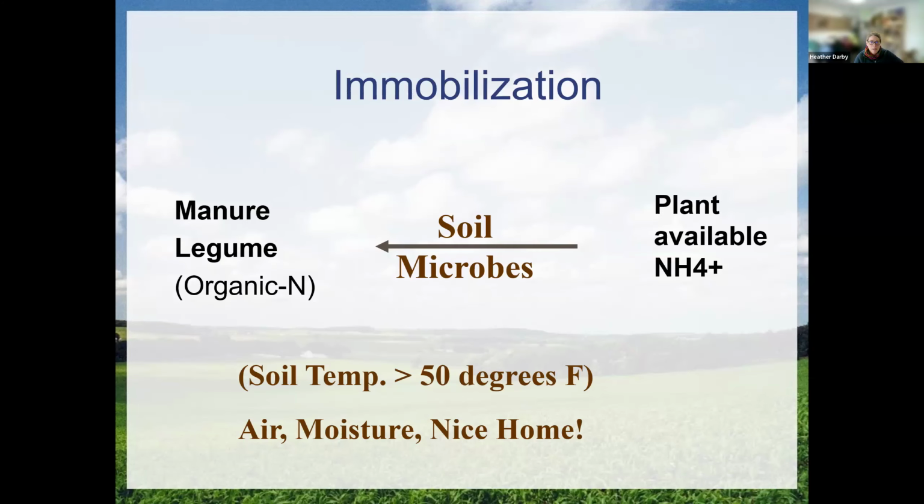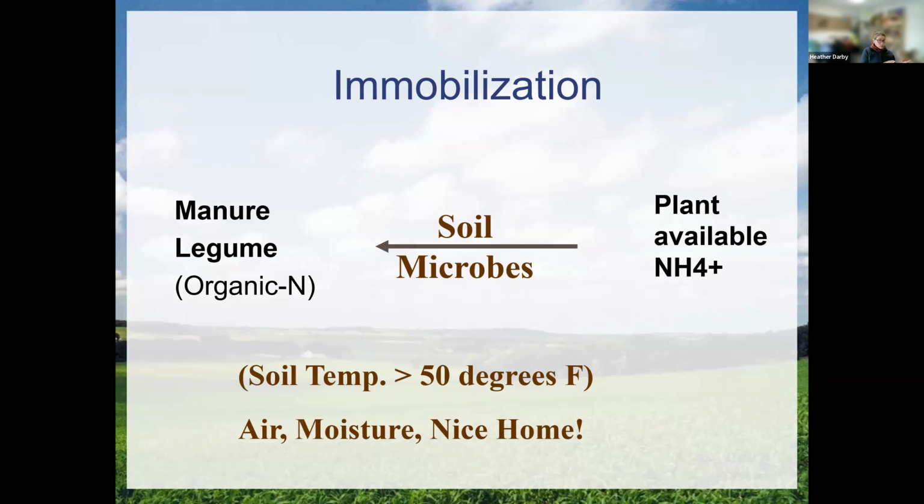Okay, let's talk about immobilization, which is sort of the backwards equation of mineralization. With mineralization, microbes are utilizing the carbon and the nitrogen on the organic matter and breaking it down, and there's some excess, so that's being released to your plants.